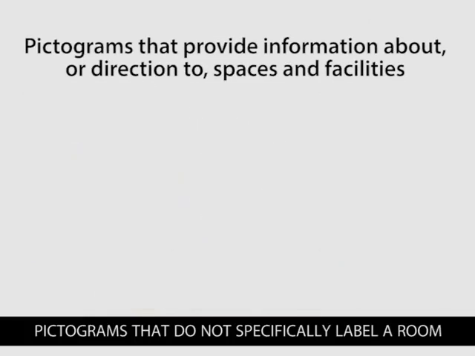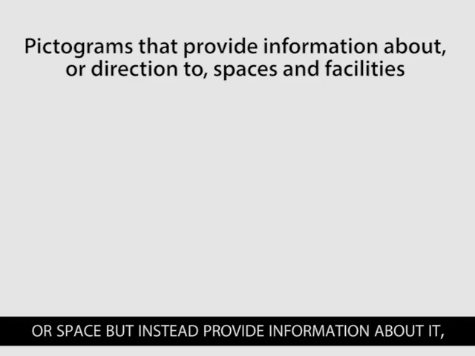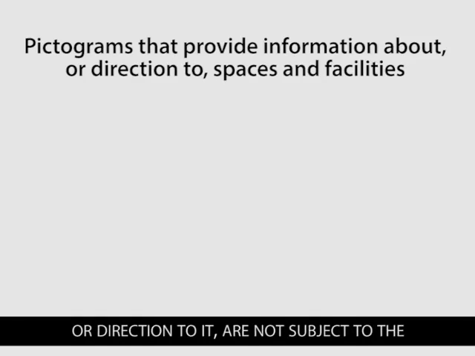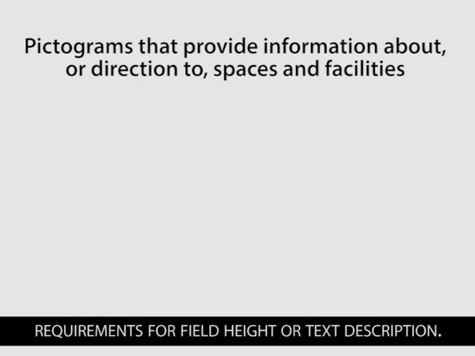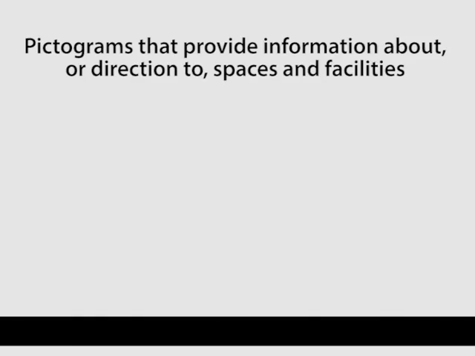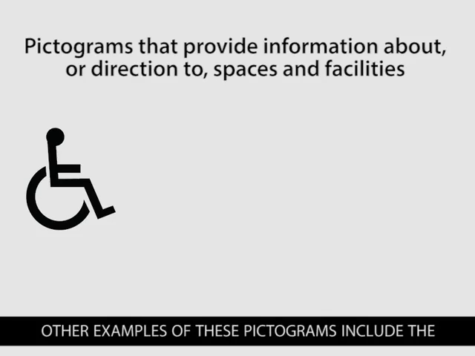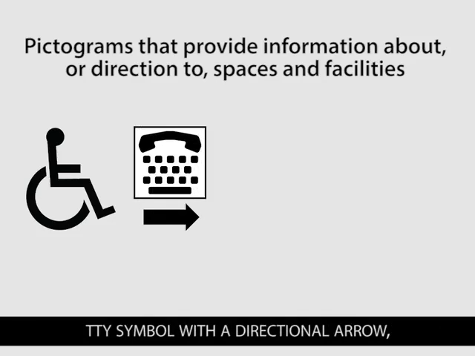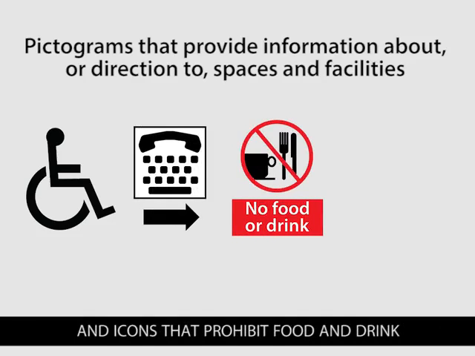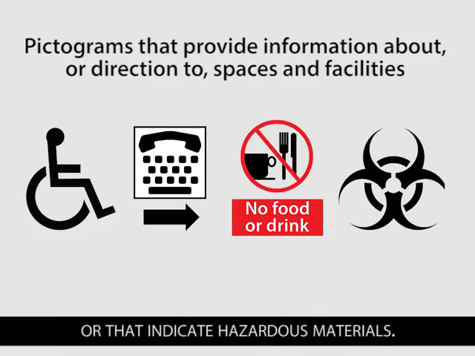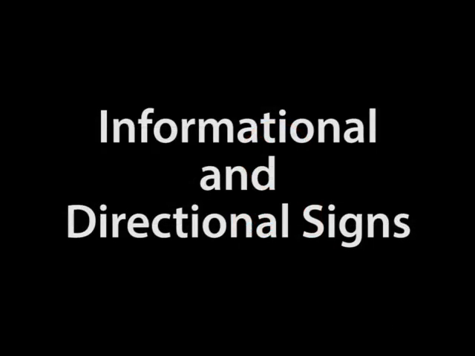Pictograms that do not specifically label a room or space, but instead provide information about it or direction to it, are not subject to the requirements for field height or text description. In addition to the International Symbol of Accessibility, other examples of these pictograms include the TTY symbol with a directional arrow and icons that prohibit food or drink or that indicate hazardous materials.